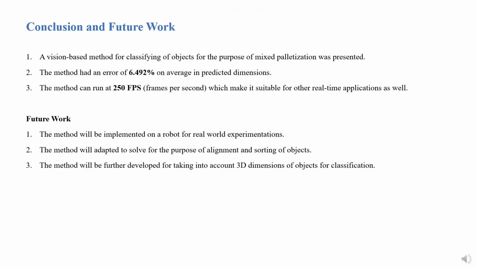In the future, work would be done to develop this method further for calculating 3D dimensions using multiple cameras. The method will be implemented on Dobot Magician, a robotic arm for practical training and education, for the purpose of experimentation, and will be adapted to solve other problems such as alignment and sorting of objects.